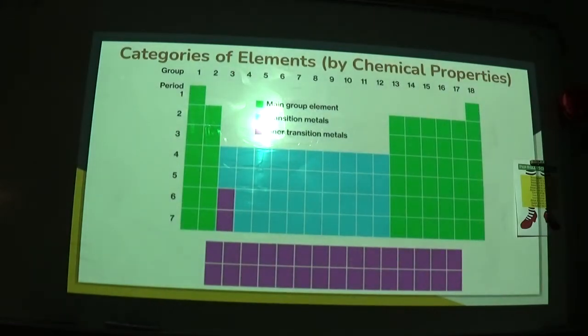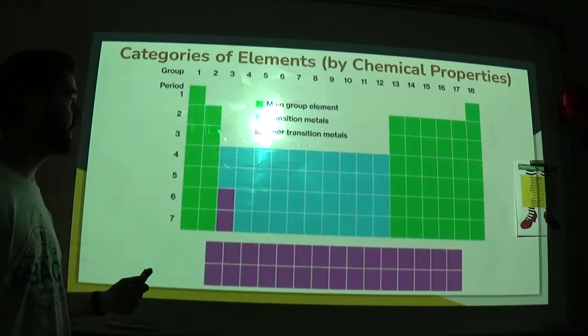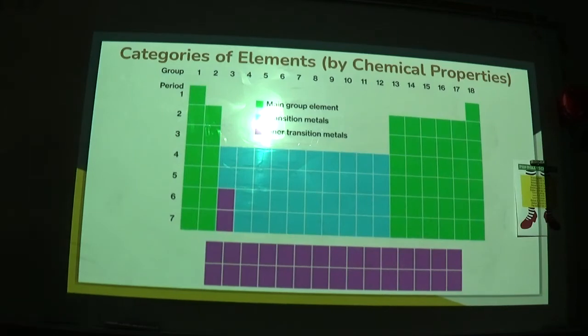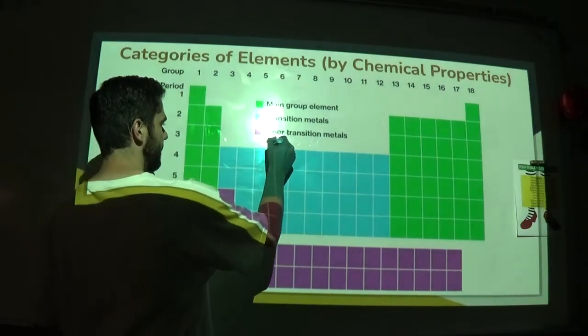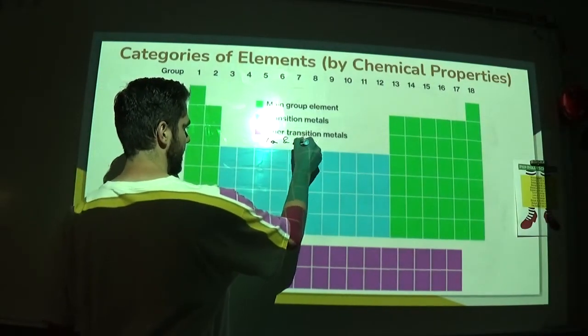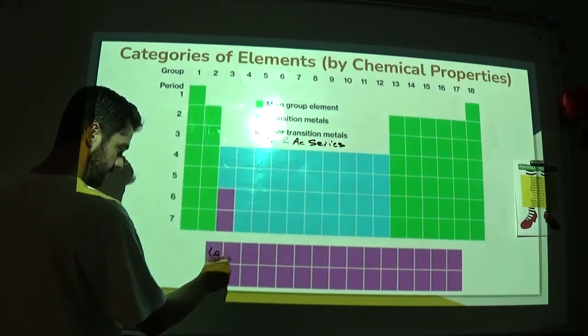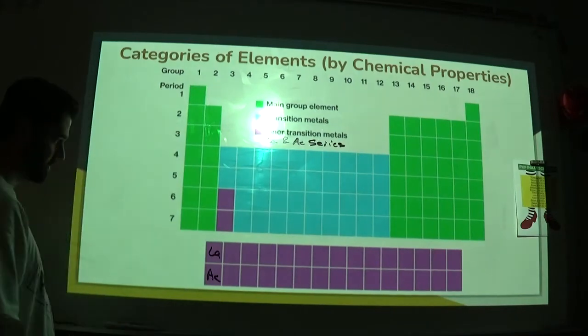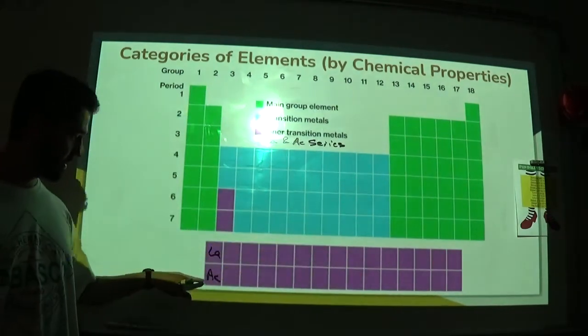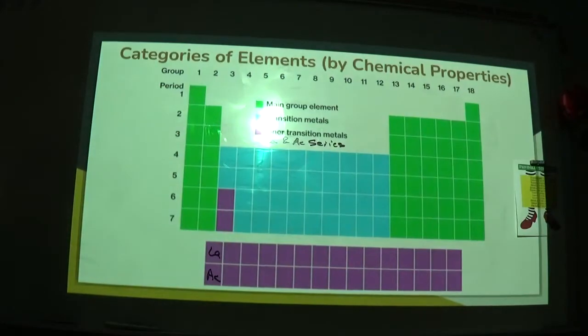Okay, I'm winding up. We can also classify elements by chemical properties. And this has to do with the electrons. How do they behave in a chemical reaction? So we've got main group, transition metals, and then the inner transition metals. These are also called the lanthanide and actinide series. So lanthanum is right here, and actinium is right here. So that's the lanthanide series and the actinide series. It's more what they're most commonly called.